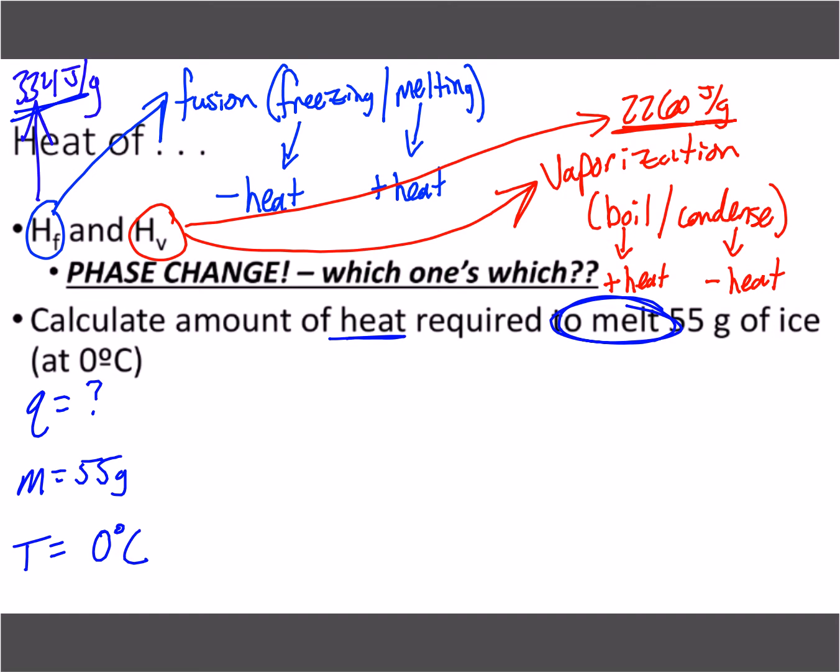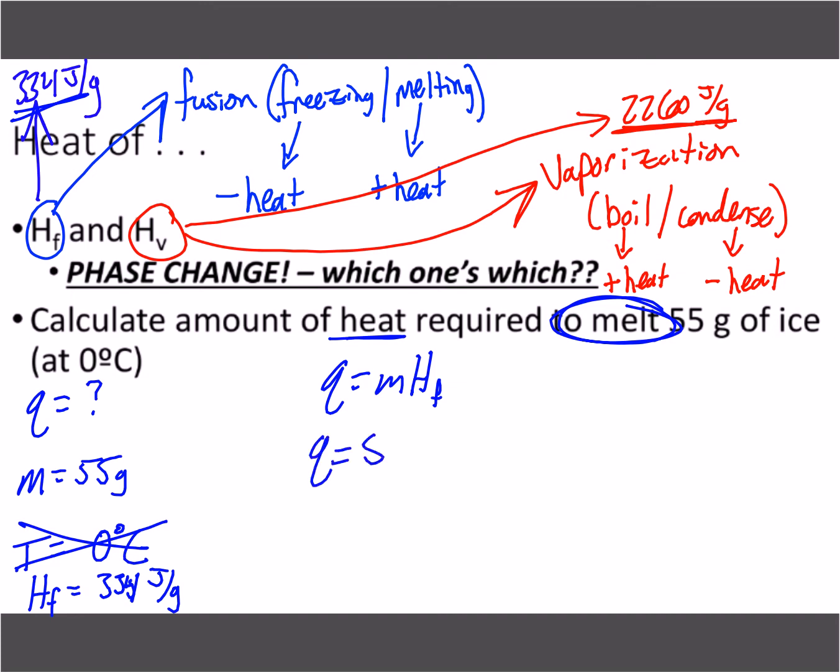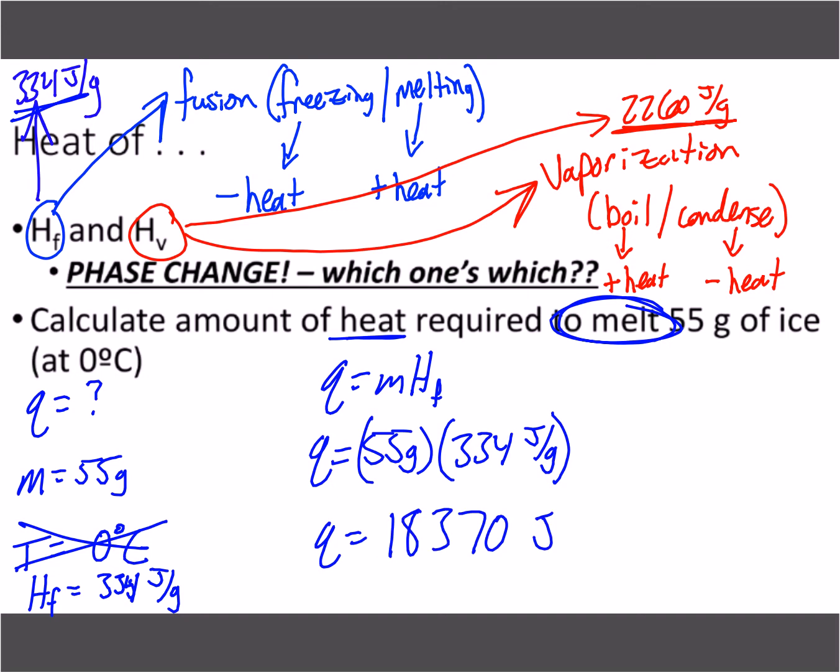Which one are we going to use in this problem? Q equals MHF? Melt. Absolutely. So then, guys, we can jot down HF. That's 334 joules per gram. Am I going to use temperature at all? Nope. It's not going to come into play in my formula. Q equals 55 grams times 334 joules per gram. Do the math. So grams are going to cancel out. You should end up with 18,370 joules. That's a lot of energy, folks, required to melt 55 grams of ice.